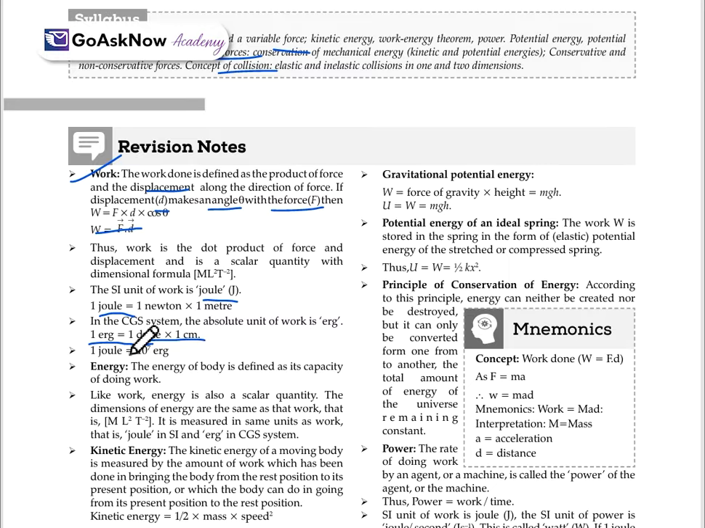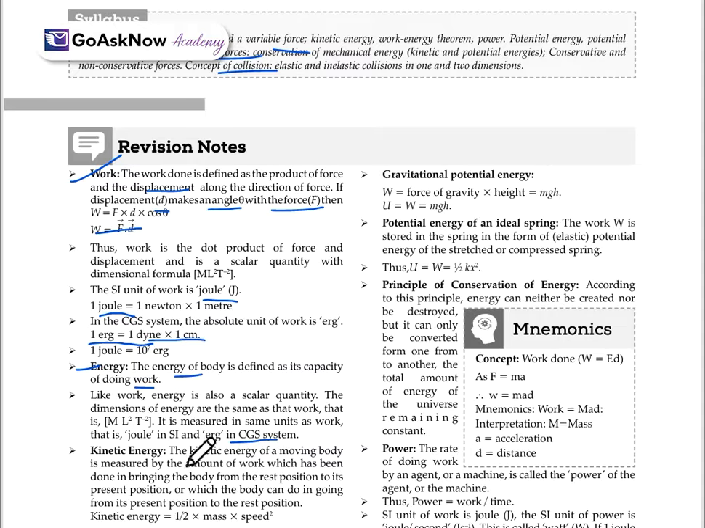So this is about work. Moving to the next, we'll read about energy. The energy of a body is defined as its capacity of doing work. Like work, energy is also a scalar quantity. The dimensional formula of energy is the same as that of work, M L squared T to the power minus 2. It is measured in the same unit as work, that is joule in the SI system, and erg in the CGS system.